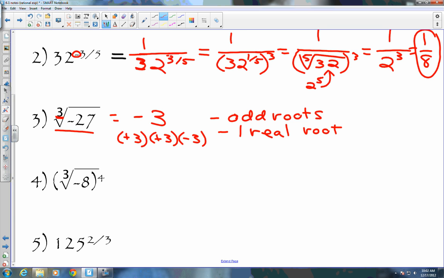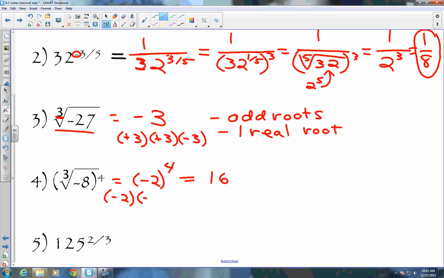So let's apply that here to this one. If I have the cube root of negative 8, negative 2. So that's a negative 2 to the 4th power. Now what is negative 2 to the 4th? 16. And is it going to be positive or negative? Let's check.